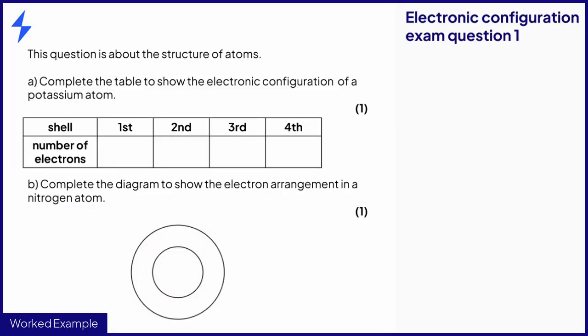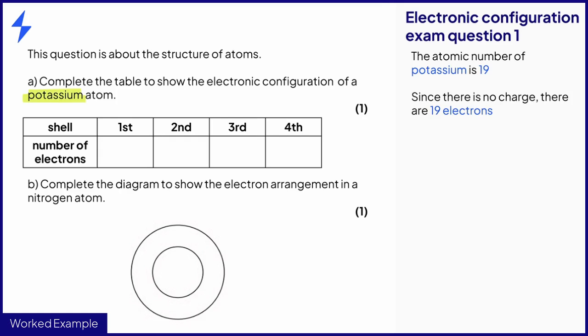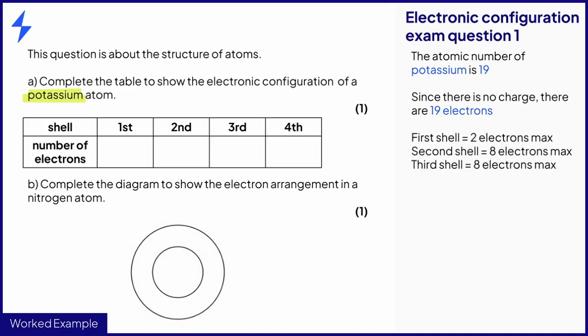In part A, you are being asked about a potassium atom, which has an atomic number of 19. Since it's an atom, the number of protons equals the number of electrons, so a potassium atom has 19 electrons to place. Remember, each shell can hold a maximum number of electrons. So, there will be 2 electrons in the first shell, 8 in the second, 8 in the third, and 1 in the final shell. An answer of 2,8,8,1 gains 1 mark.